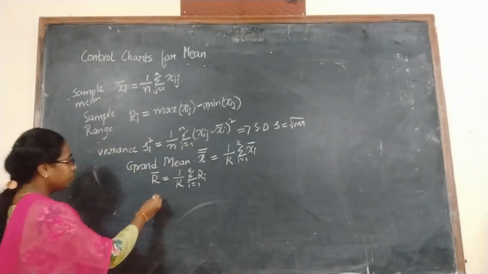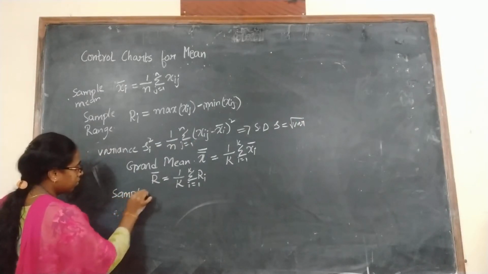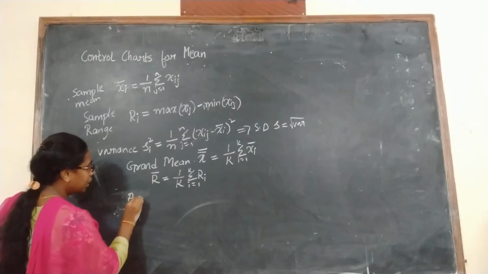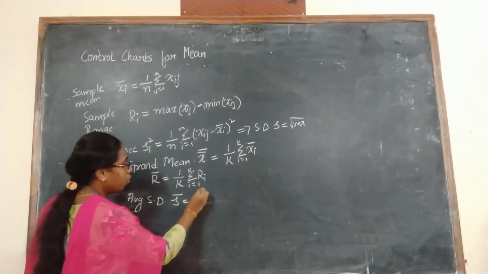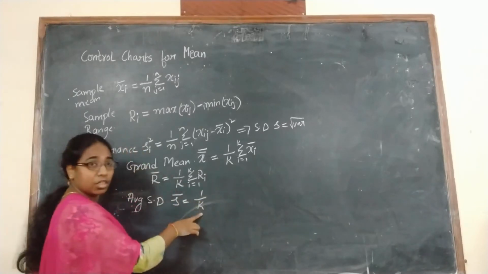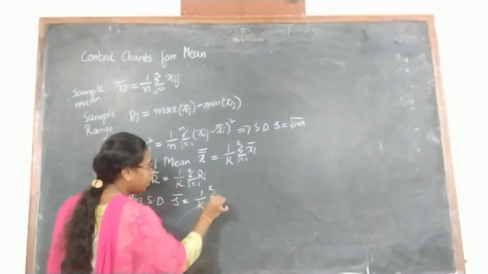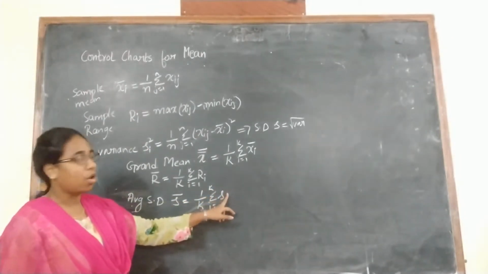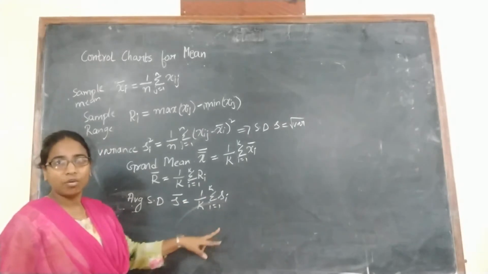After that, what will be the average of the standard deviations? S bar equals 1 by k. There are totally k samples, so you write 1 by k summation i equals 1 to k Si. Whatever standard deviations you got, for those values you need to calculate the mean.